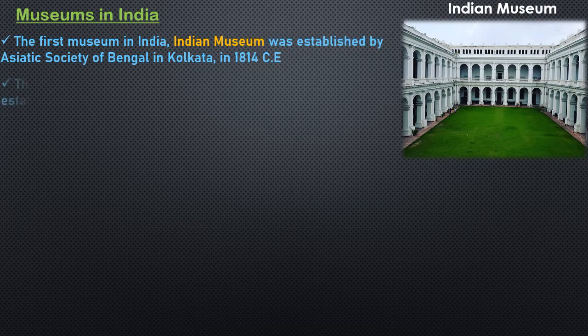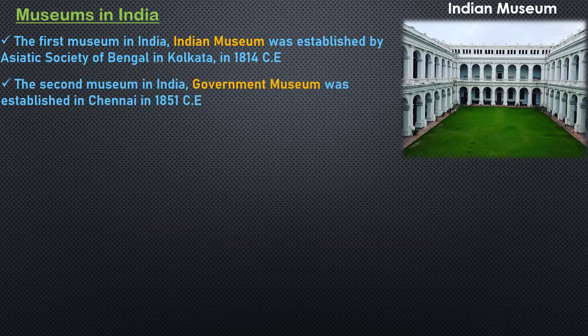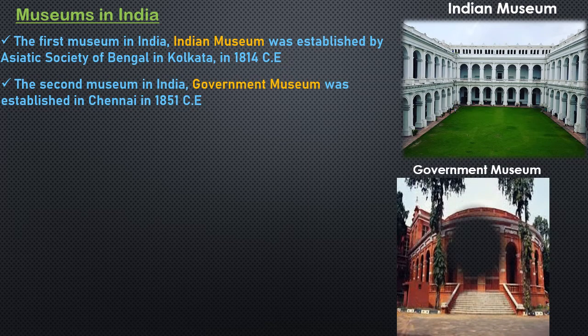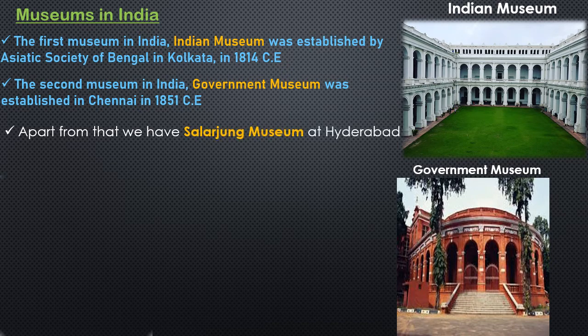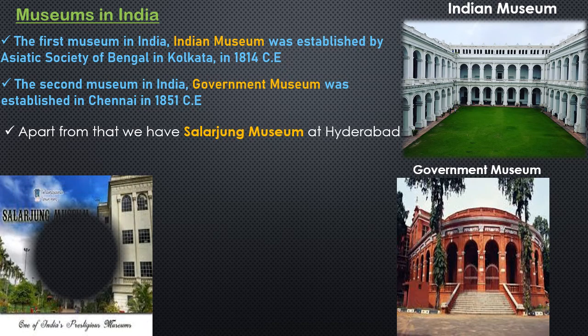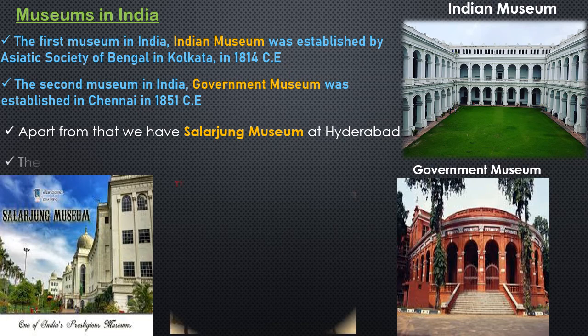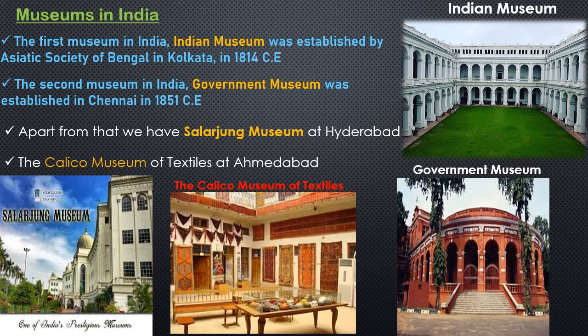The second museum in India is the Government Museum. It was established in Chennai in 1851. The National Museum was established in Delhi in the year 1949. Apart from that, we have Salarjung Museum, a famous one at Hyderabad, and the Calico Museum of Textiles at Ahmedabad. Presently, there are several museums in various parts of India.